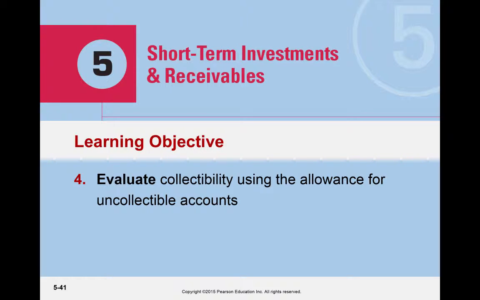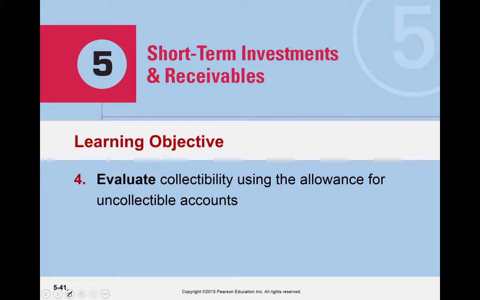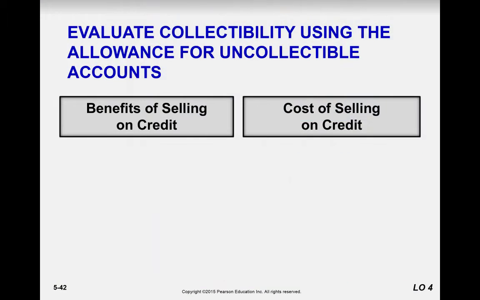Welcome back to our lecture for Chapter 5, Short-Term Investments and Receivables. We are now on Learning Objective 4, and this is also on your test. So let's pay attention, because we're actually going to use the allowance for doubtful accounts, or uncollectible accounts. And this coincides with your Excel spreadsheets.